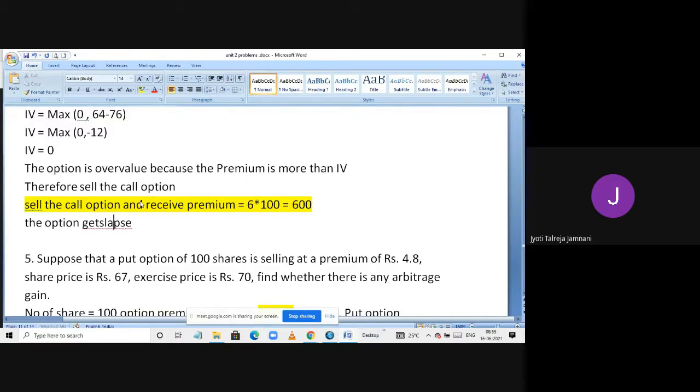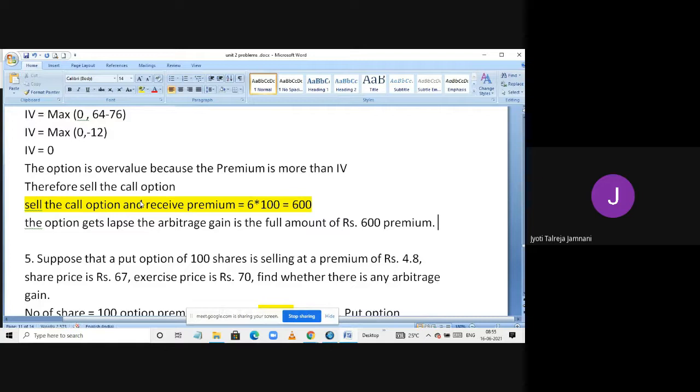Okay, and again, the arbitrage gain is the full amount, which is the 600 premium. I hope you are understanding.